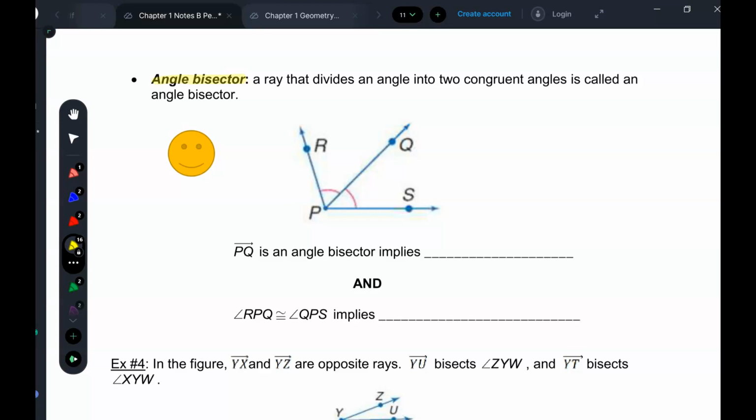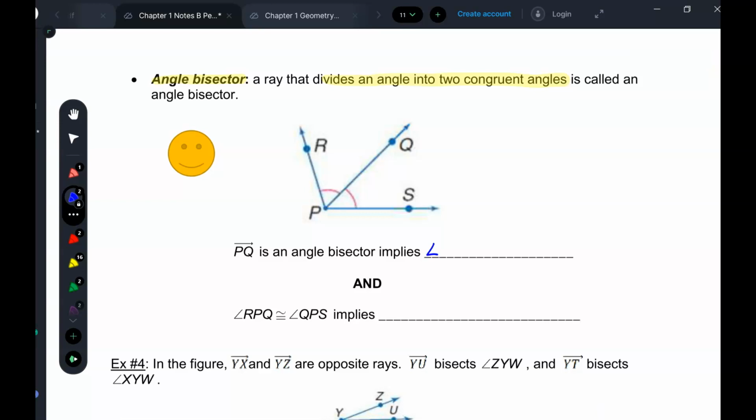Okay, do we have 1.5 today? An angle bisector. When we have an angle that's divided into two congruent angles, that's an angle bisector. So you see here PQ is an angle bisector. That cuts it into two equal or congruent angles. Can you tell me what two angles would be congruent?